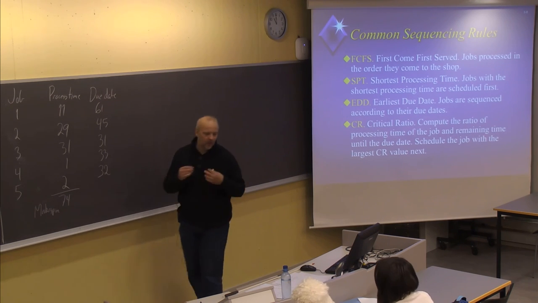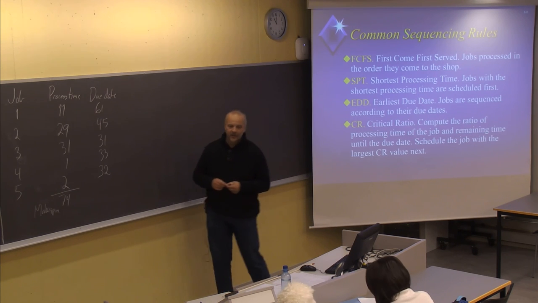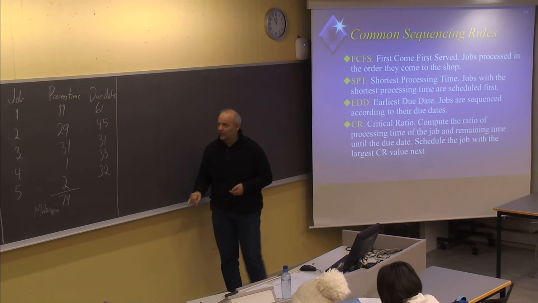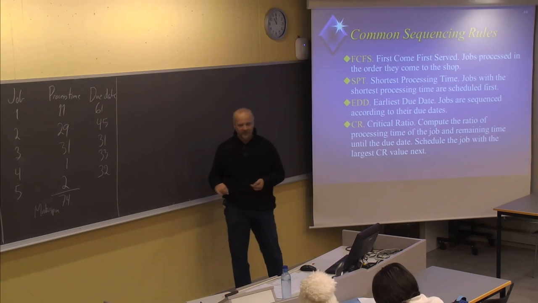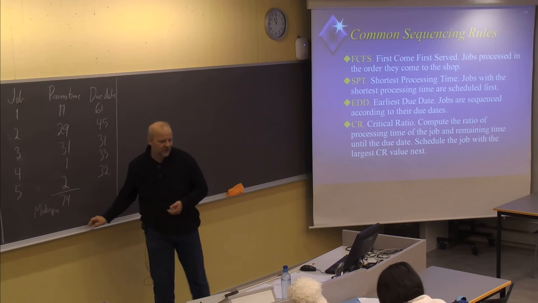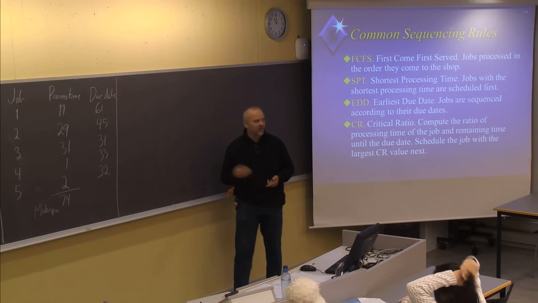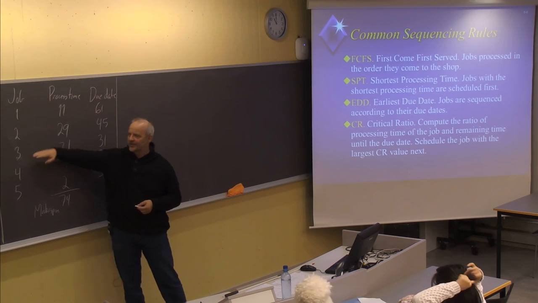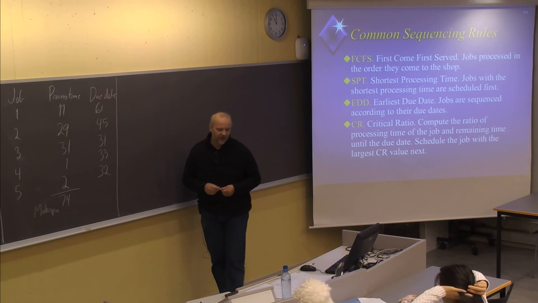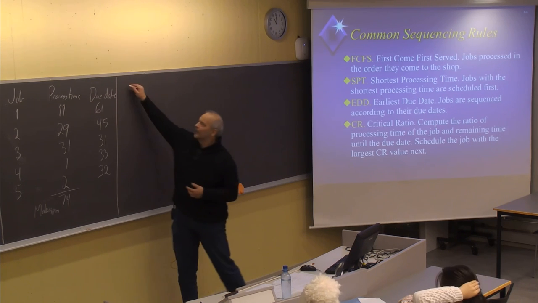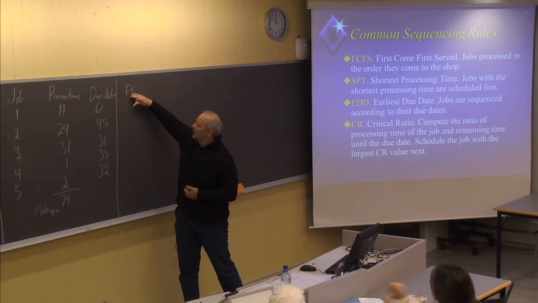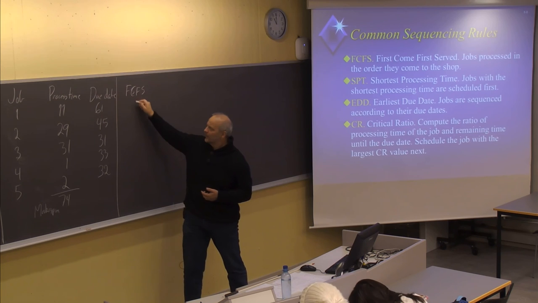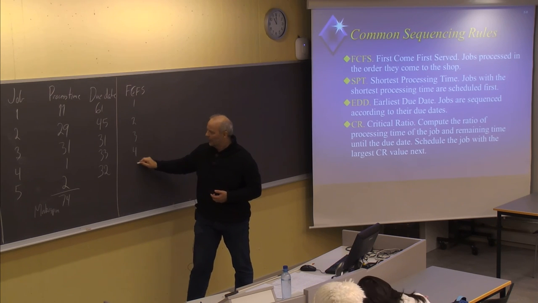So we will now look at the different objectives, with this particular example, these five jobs, the processing time and the due date. And before we take the break, assume that we use the first come, first served strategy. We will perform the jobs in the sequence that they are given here. First come, job number one. FCFS, 1, 2, 3, 4, 5.